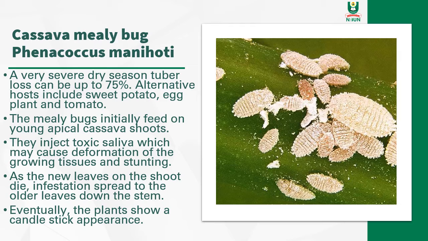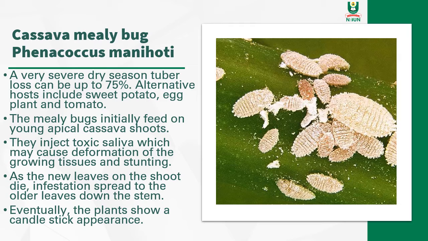Another pest we'll be looking at here is the cassava mealybug, and it's usually a very severe dry season tuber pest and can cause losses of up to 75%. So you see how very, very severe it can be. Alternatively, if this pest does not see cassava, they go for hosts like the sweet potato, the eggplant, and the tomato. So these are alternative hosts of this pest.